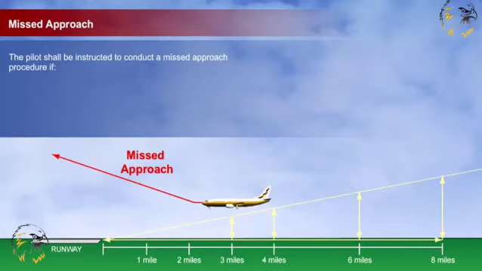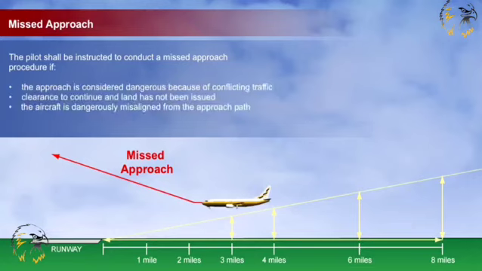Should a radar controller believe that an approach has become dangerous, for instance because there is conflicting traffic, the pilot shall be instructed to conduct a missed approach procedure. An approach is also considered dangerous if clearance to continue and land has not been issued, or the aircraft is dangerously misaligned from the approach path.